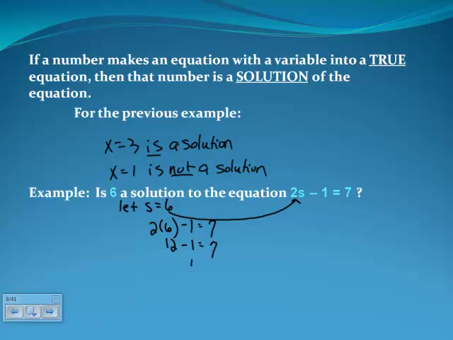12 minus 1 is 11. 11 is not equal to 7. That's a false statement. And therefore, the answer to is 6 a solution? No, 6 is not a solution to that particular equation.